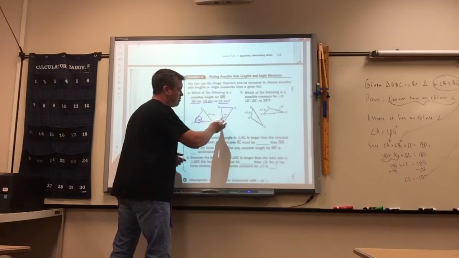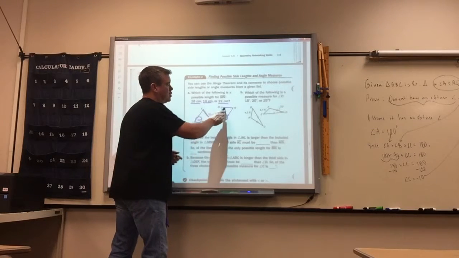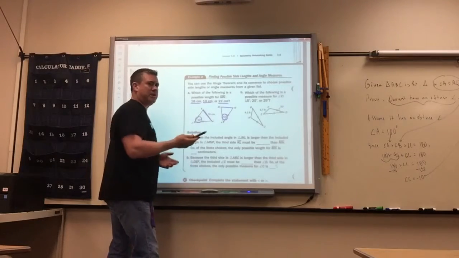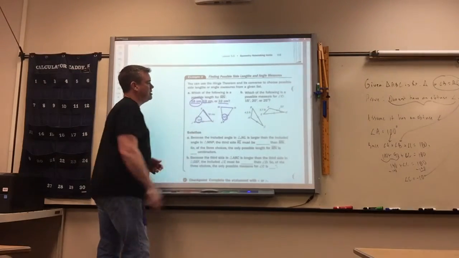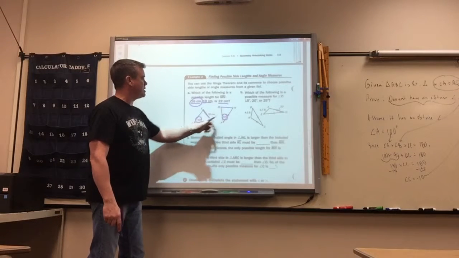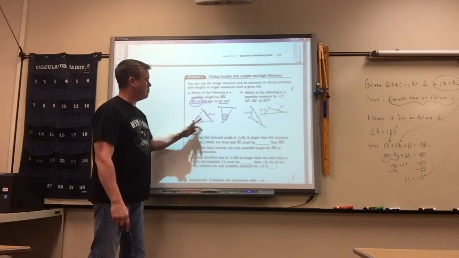50 is greater than 42, right? So that means this has to be greater than that. So which one of these could it be? It has to be 16. It's not equal to 19 because if it was equal, then they'd have the same measure. And it can't be 22 because then that means this angle would have to be bigger than that.